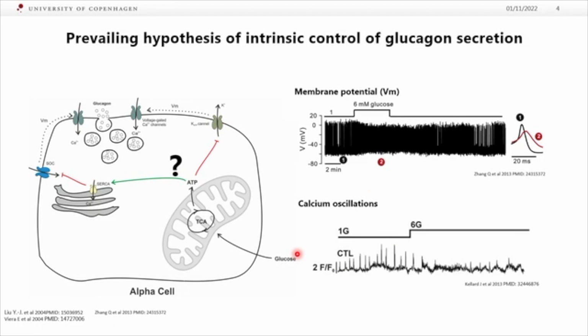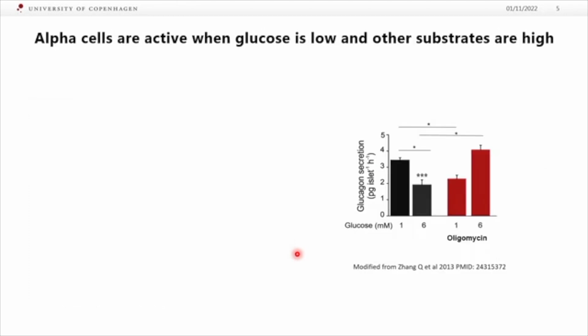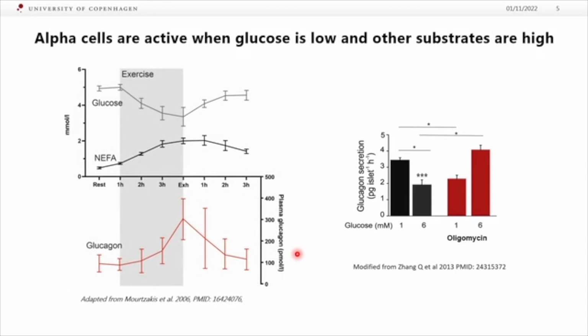So this is all well and good, but alpha cells function when there's not much glucose around. So I think that's an interesting point that maybe we should think a little bit about. Well, alpha cells are active, for instance, when we exercise or when we're fasting.